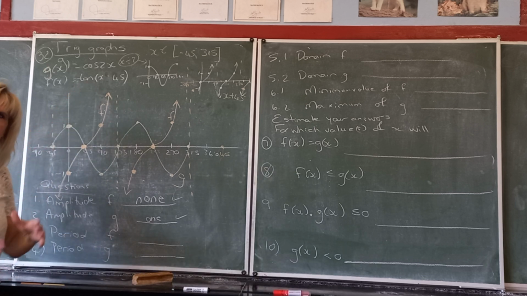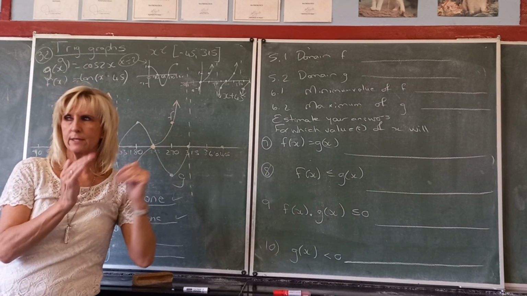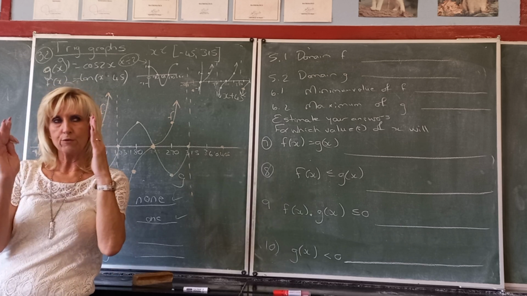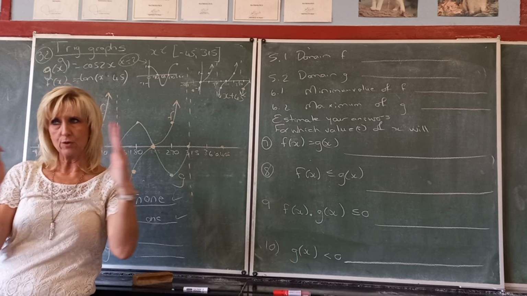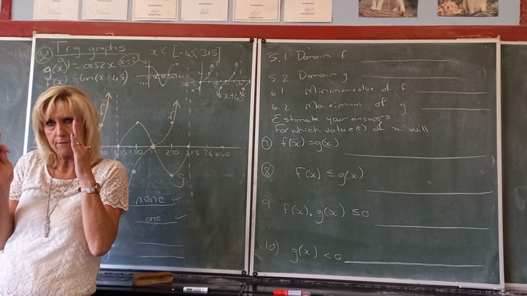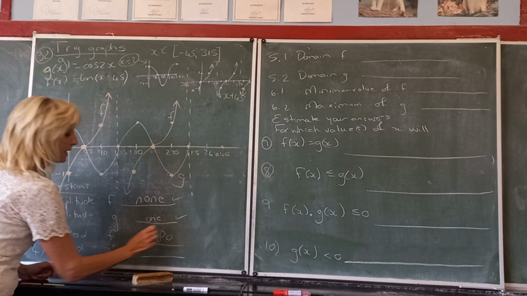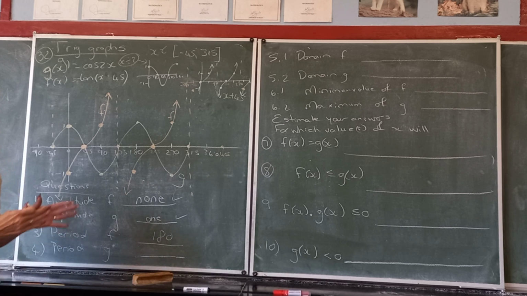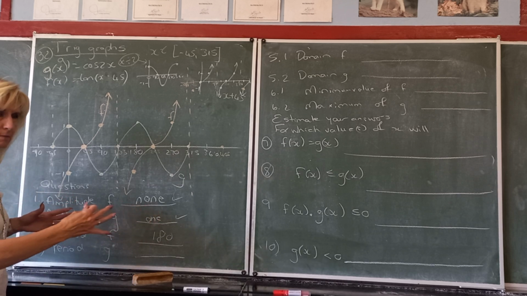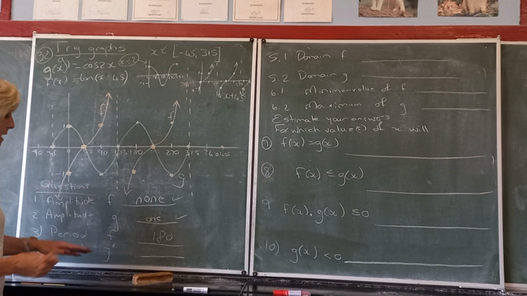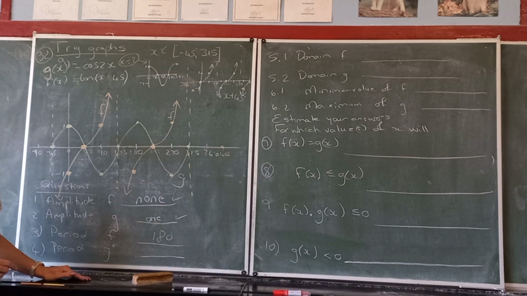Did it change? No. When the graph moved to the right, everything moved to the right, but as is. It just picked itself up and moved to the right 45. So it's still going to be 180, like it was in grade 10, because nothing was stretched or shrank. It just moved to the right. Period of G? There is a perfect cos graph.